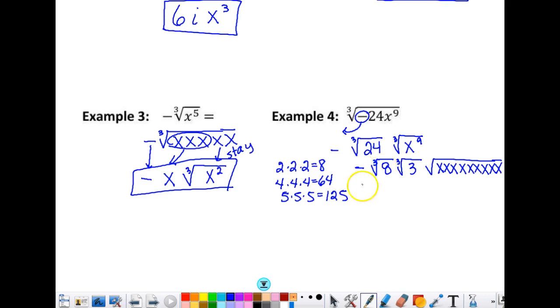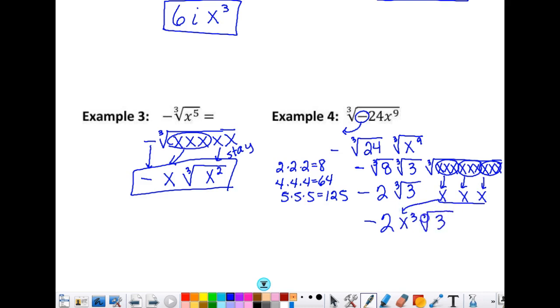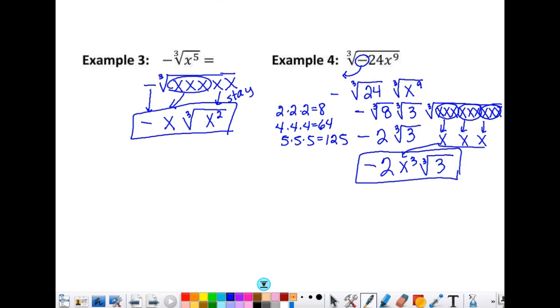Okay, the cube root of 8 is 2, a plain 2. There aren't any other 3's to circle, so nobody else can come out with those 3's. I'm going to circle by 3's. And I have an x come out, an x come out, and an x come out. So I have negative 2 x cubed, and then a cube root of 3. So the way I would read that would be negative 2 x to the third times the cube root of 3. That's how you would read that. So you're stretching everything out when you can and circling.